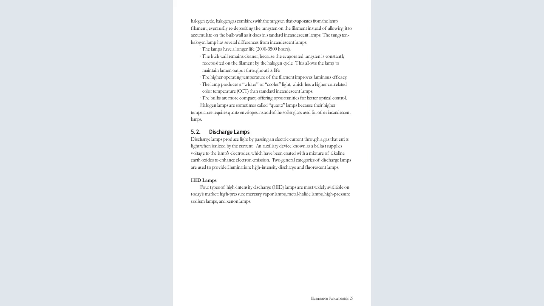So we have the halogen cycle, with halogen gas contained with the tungsten, you can see it there. And then the tungsten halogen lamp has several differences from the incandescent lamps, meaning the lamps have longer life. The bulb's wall remains cleaner because the evaporated tungsten is constantly redeposited on the filament by the halogen cycle. Now, this allows the lamp to maintain the lumen output throughout its life.